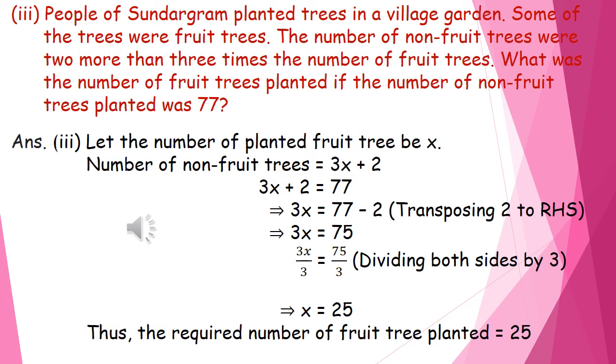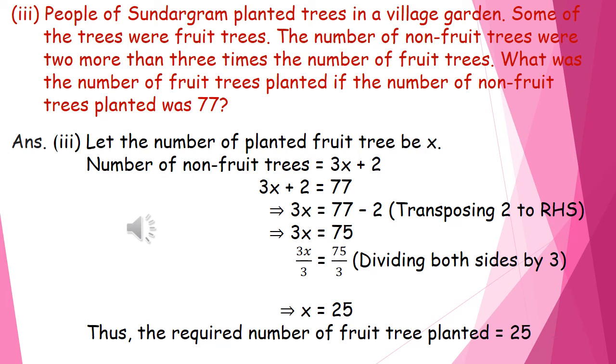Part 3. People of Sundargram planted trees in a village garden. Some of the trees were fruit trees. The number of non-fruit trees was 2 more than 3 times the number of fruit trees. What was the number of fruit trees planted if the number of non-fruit trees planted was 77? So let the number of planted fruit trees be x. So the number of non-fruit trees will be 3x plus 2. So 3x plus 2 is equal to 77 according to the question.